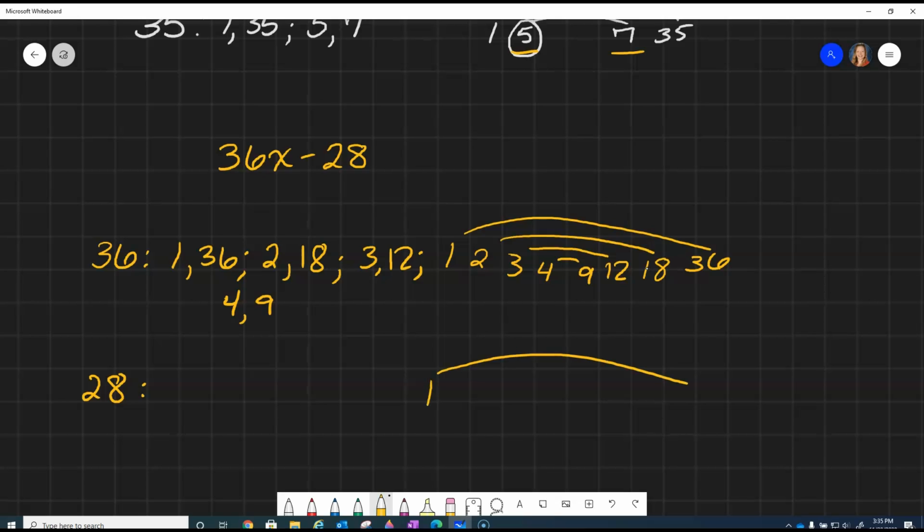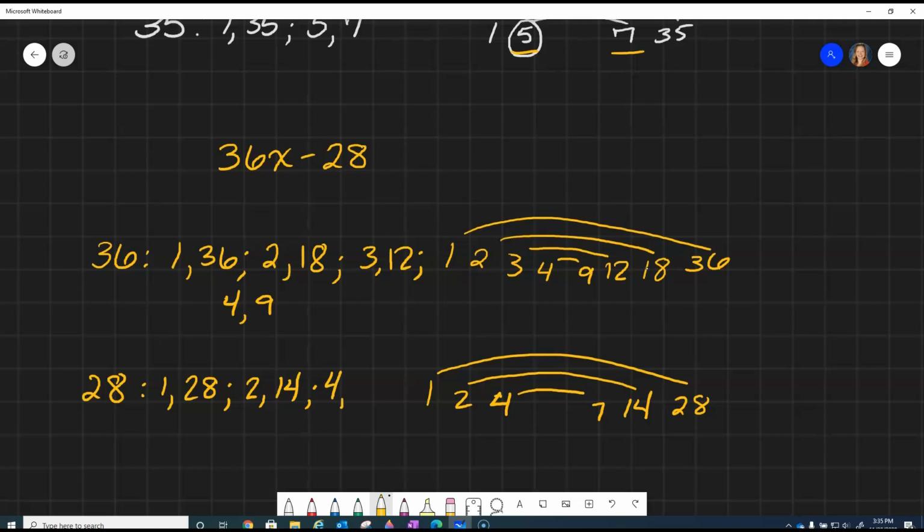Then I have 28. So doing the rainbow, I do 1 and 28, 2 and 14, 4 and 7. Now looking for my greatest common factor.